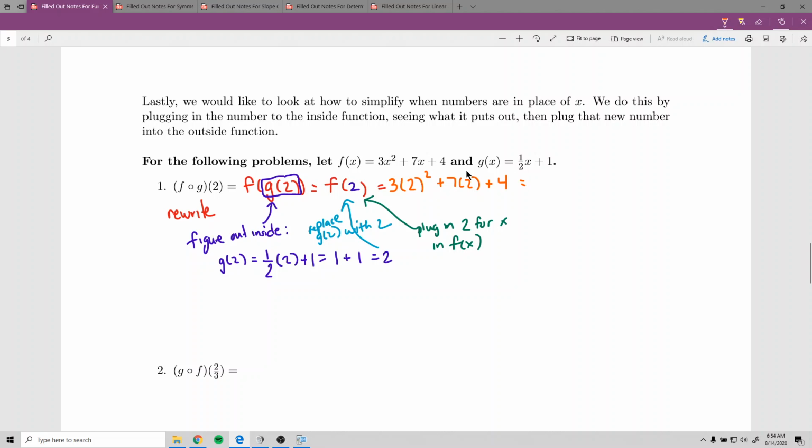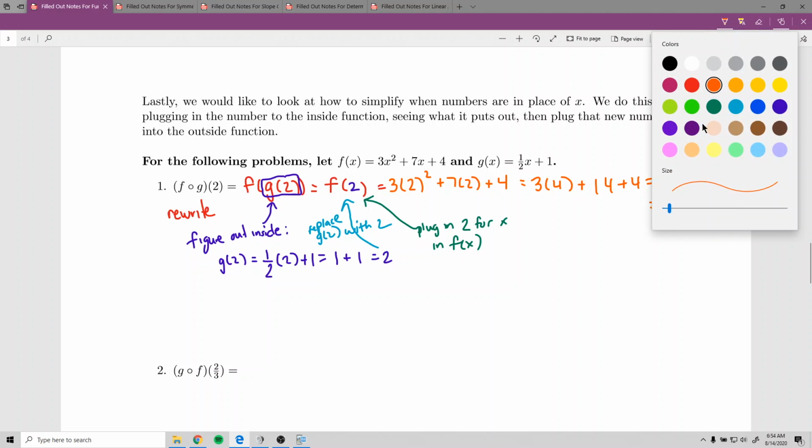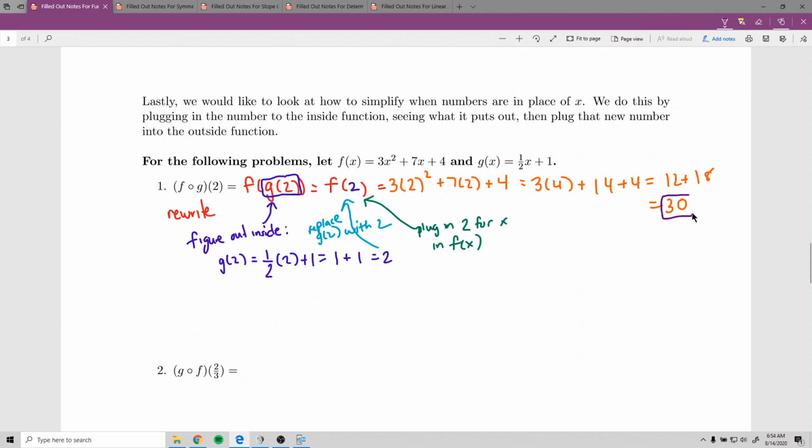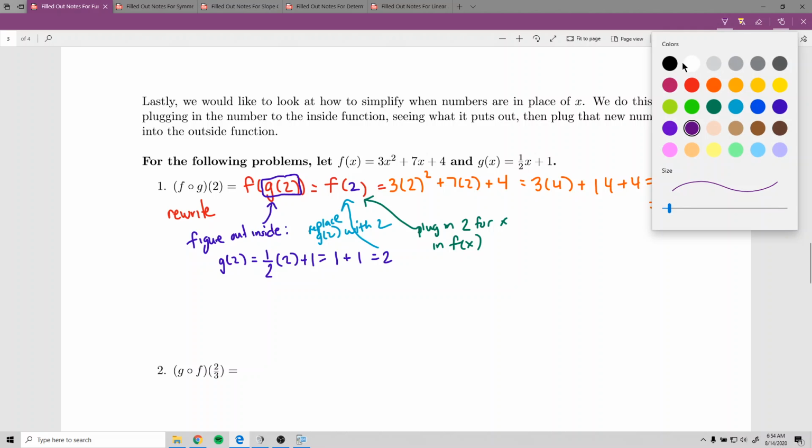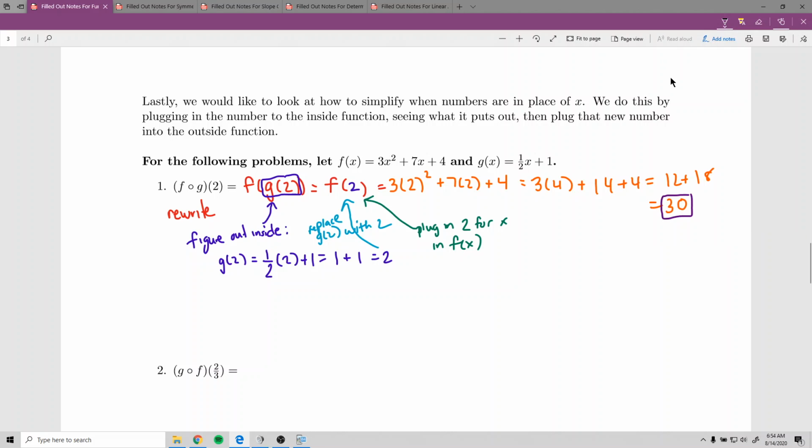The 2 squared is 4, 7 times 2 is 14, and 3 times 4 is 12. We have 12 plus 14 plus 4, which is 18 for the last two, and 12 plus 18 is 30. And that is our answer. So you will get a number out: when the inside is a number, the output is a number.